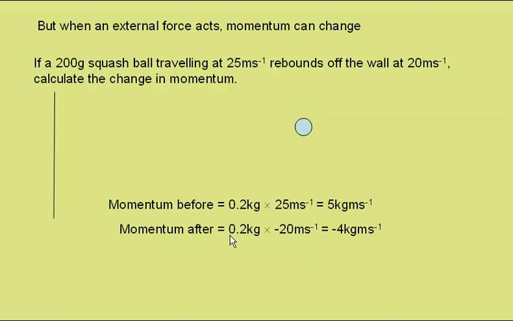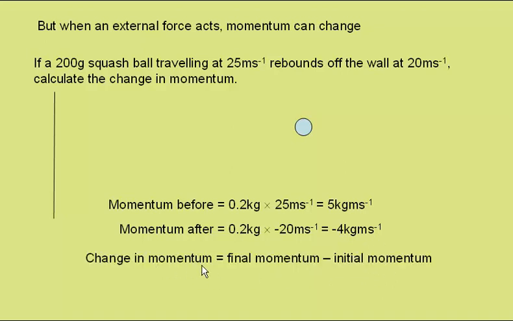The momentum after, 0.2 kilograms times minus 20 meters per second, the minus sign showing it's travelling in the opposite direction, giving minus 4 kilogram meters per second. Change in momentum is equal to final momentum minus initial momentum, or minus 4 kilogram meters per second minus 5 kilogram meters per second, giving a change of minus 9 kilogram meters per second. If we'd taken the opposite direction, travelling to the right as positive, this would come out as a change of plus 9 kilogram meters per second.